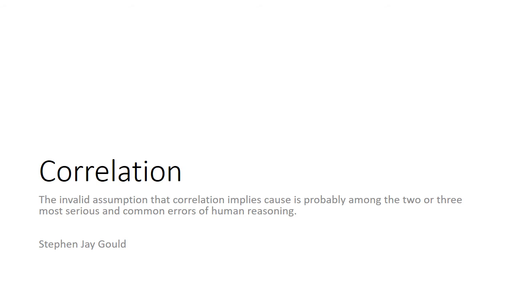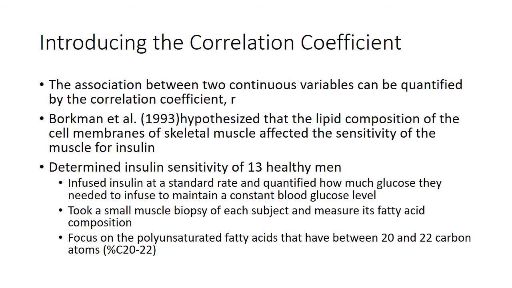All right, the next thing we're going to be looking at is correlation, and of course how that relates back to causation. We're going to look at the correlation coefficient, this variable r. By associating two continuous variables together, we can quantify how well they correlate based on this r value.